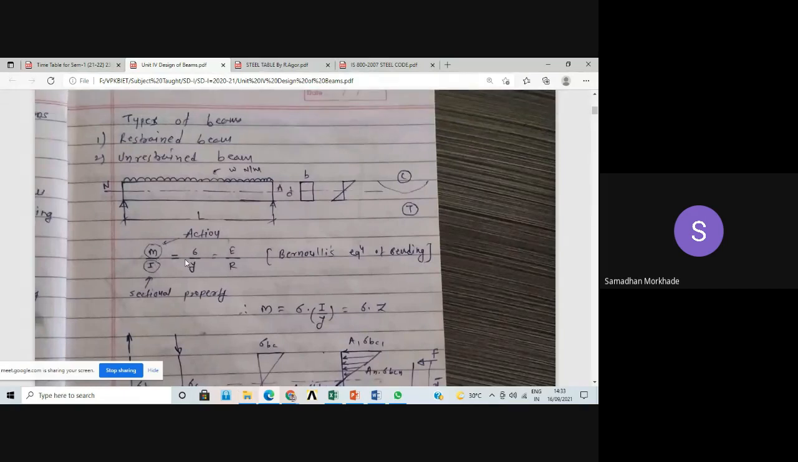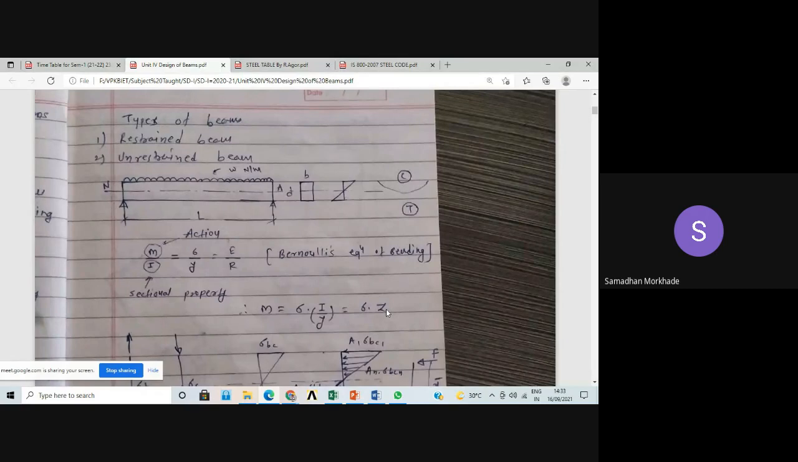M by I is equal to sigma by y is equal to E by R. If you rearrange this formula, it becomes M is equal to sigma into Z. Sigma is the material property, that is, which material your beam is made of. If it is made of steel, then steel stress we have to use. If it is made of concrete, then strength of concrete comes into picture. So sigma is the material property and Z is the section property, whatever section we are using.